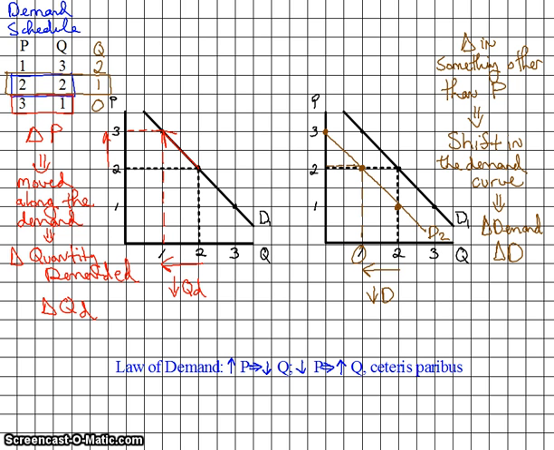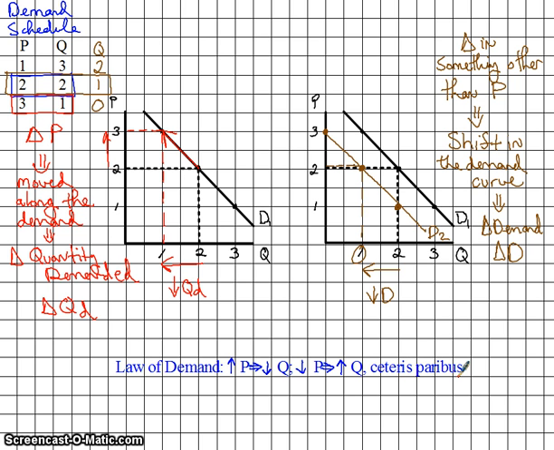So what does the law of demand say? Well, the law of demand says that whenever there's an increase in the price of a good, there will be a decrease in the quantity, and whenever there's a decrease in the price of a good, there will be an increase in the quantity, ceteris paribus. Let me say that in everyday language. If the price of a good goes up, people buy less. If the price of a good goes down, people buy more. Everything else held equal.